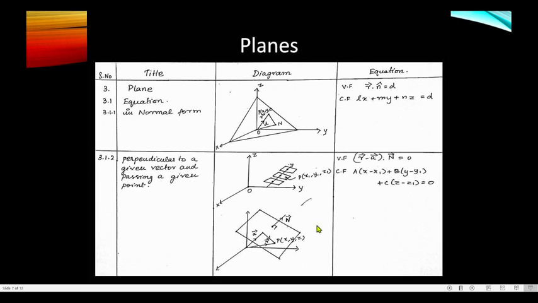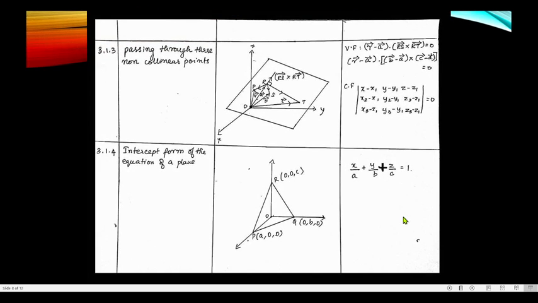Next form of equation: equation of a plane passing through three non-collinear points. I have represented the diagram here. Vector form is r vector minus a vector dot rs vector cross rt vector which is equal to 0. That is, r vector minus a vector dot b vector minus a vector cross c vector minus a vector is equal to 0. Cartesian form: determinant of x minus x1, y minus y1, z minus z1, x2 minus x1, y2 minus y1, z2 minus z1, x3 minus x1, y3 minus y1, z3 minus z1 is equal to 0.